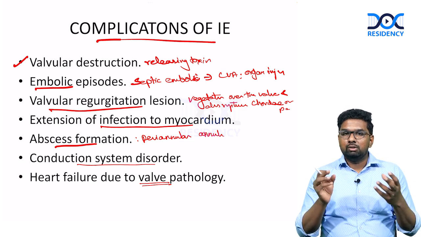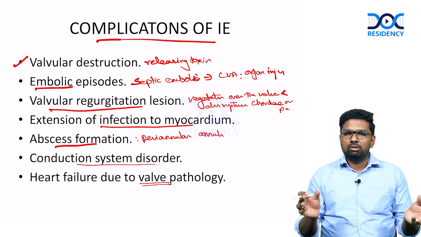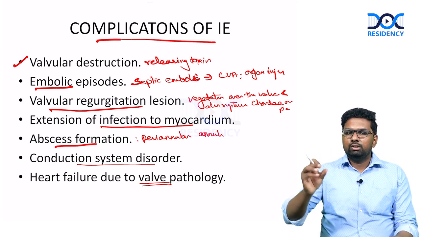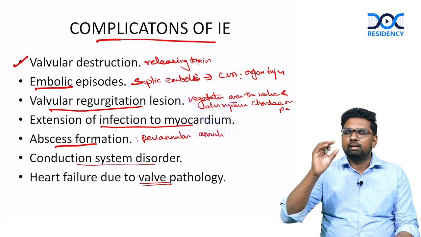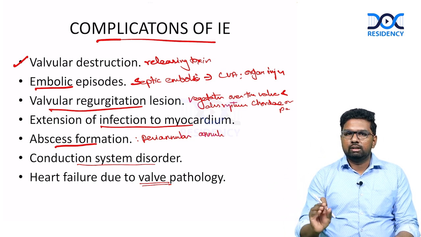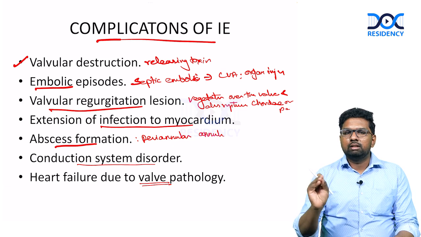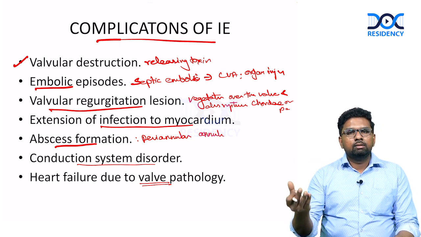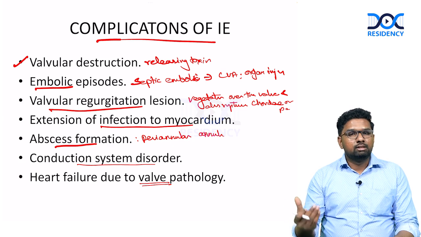and this can also lead to abscess formation. That is, a myocardial abscess can occur, and a periannular abscess can also occur here. And when the infection extends into the myocardium, it can also affect the conduction system of the heart and result in conduction system abnormalities, and arrhythmias can also occur. And valvular pathology can result in heart failure.